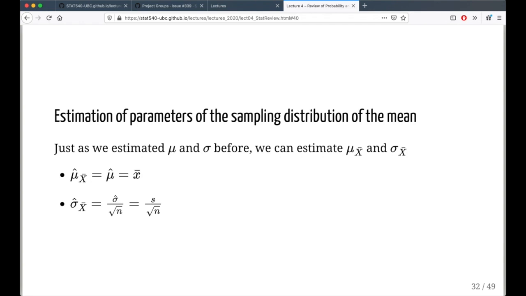Just like we estimated mu and sigma before from a single individual sample, we can also estimate the mean and standard deviation of the sampling distribution of the mean in the same way. Since the mean doesn't change, that estimate is exactly the same. The standard deviation estimate is modified by dividing by the square root of n. So it's the same estimates, except we obtain a different estimate for the standard deviation of the mean, which is the standard error.